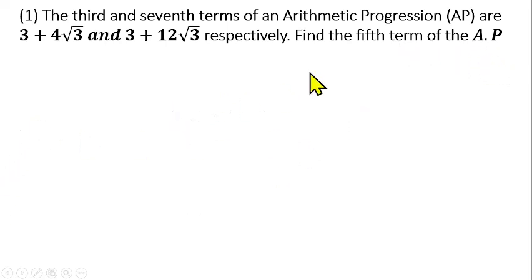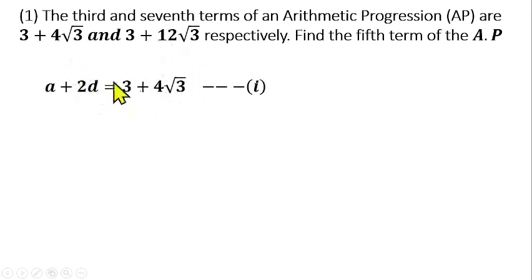So like I said, it's from arithmetic progression, and we are told the third and the seventh terms of an AP. What is the third term of an arithmetic progression, and what is the seventh term? The third term is a plus 2d, so a plus 2d will be equal to this. The seventh term is a plus 6d, so a plus 6d will be equal to this as well. So you'll be having two equations.